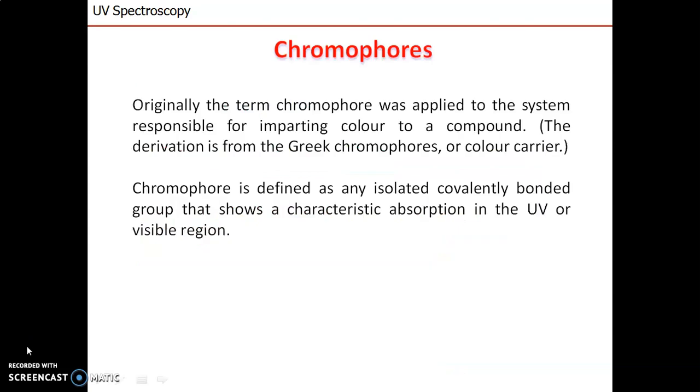What is a chromophore? Originally the term chromophore was applied to the system responsible for imparting color to the compound. Means earlier it was defined as any group giving color is a chromophore, but nowadays the definition is modified. Now a chromophore is defined as any isolated covalently bonded group that shows a characteristic absorption in the UV region or visible region.